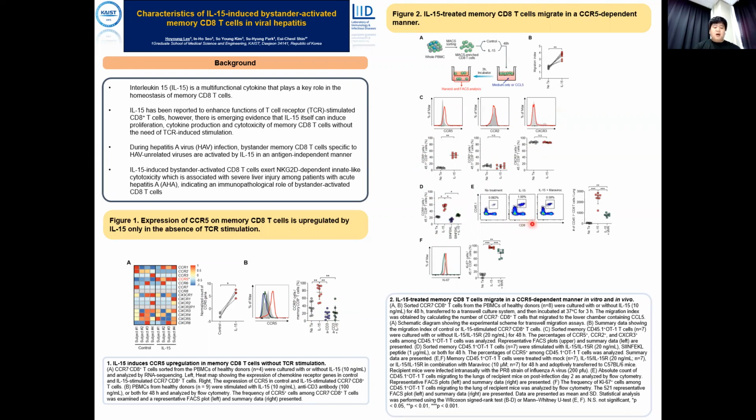And we treated these mice with IL-15 with or without CCR5 antagonist called maraviroc. As a result, we found that migration of IL-15 treated OT1 T cells was significantly reduced by maraviroc treatment in the lungs of mice infected with PR8. We also observed decreased IL-15-induced expression of Ki67 following maraviroc treatment.